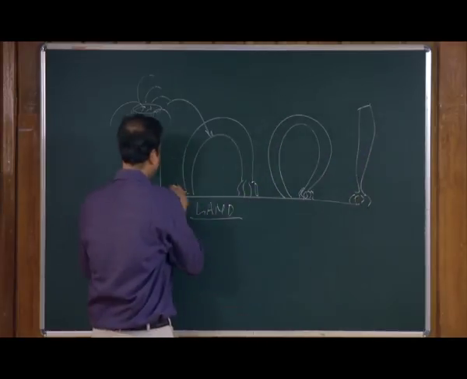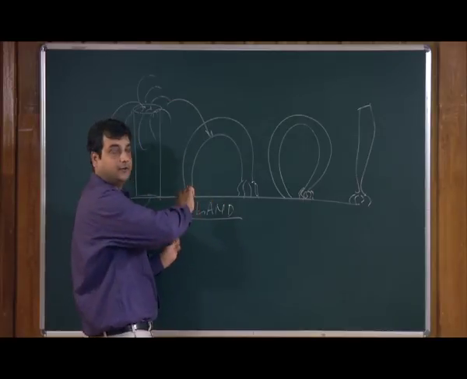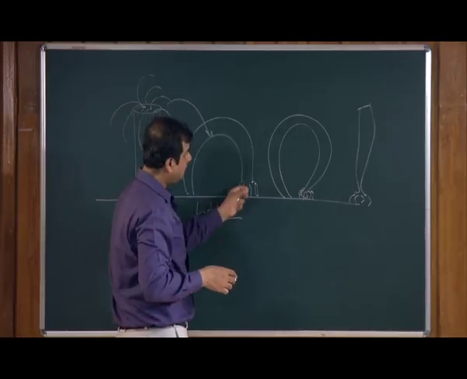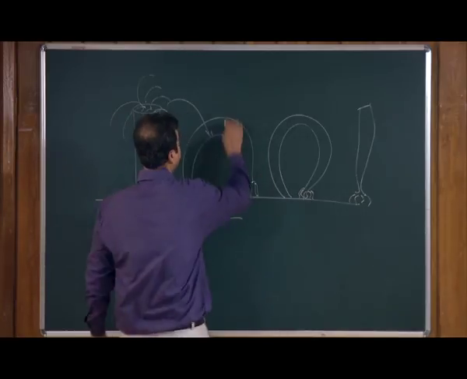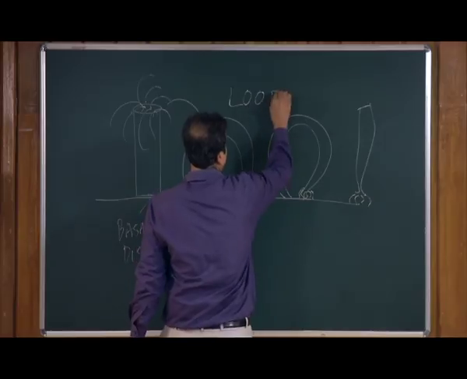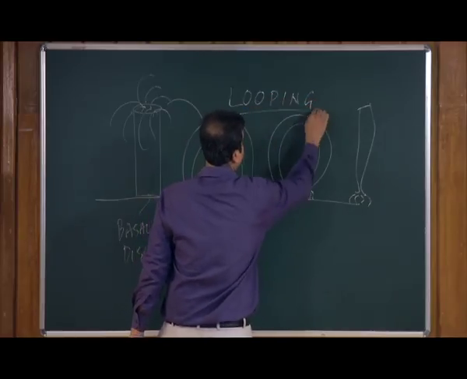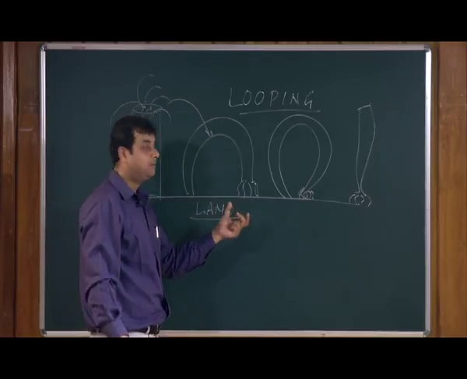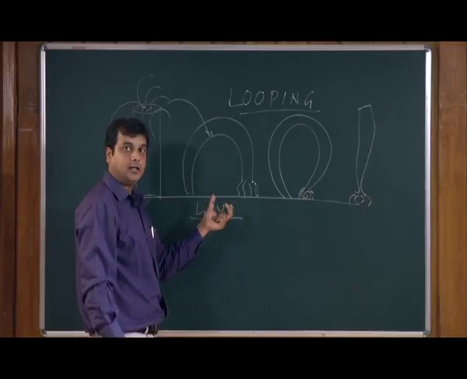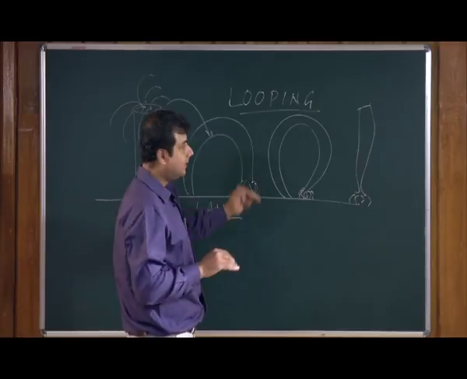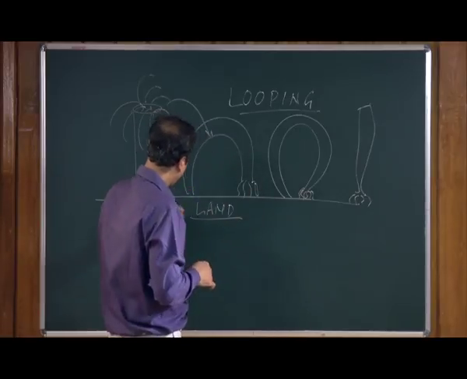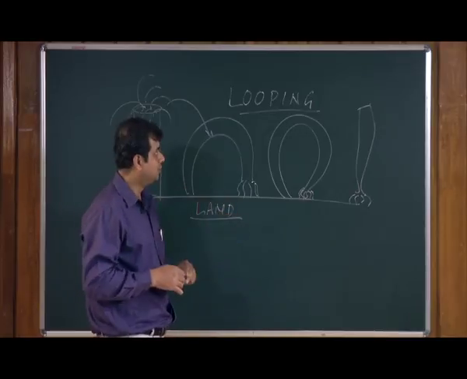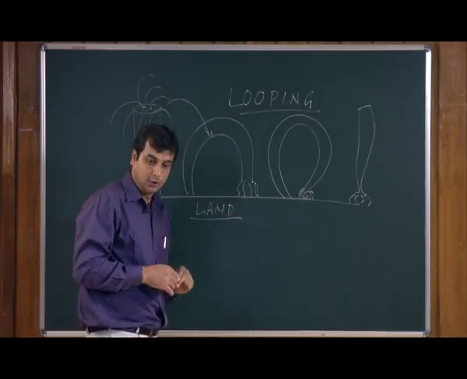This phenomenon, where the tentacle comes and is involved in the movement, is called looping. Looping is one such phenomenon in hydra where the tentacles are involved in moving the whole body. Since there is a change of location, we call it locomotion. This is one aspect, looping.